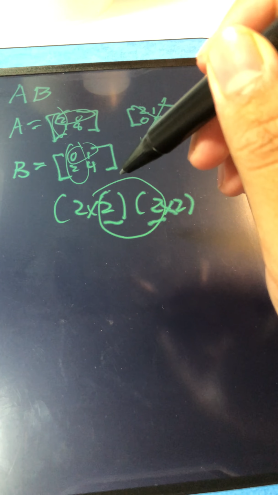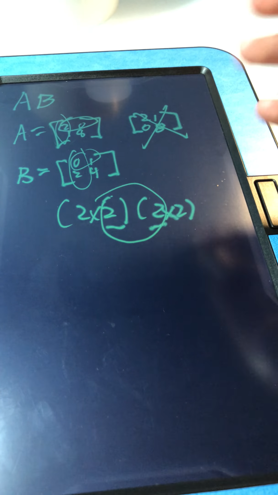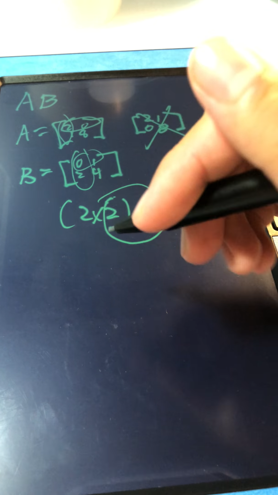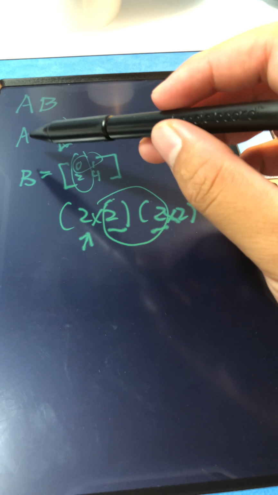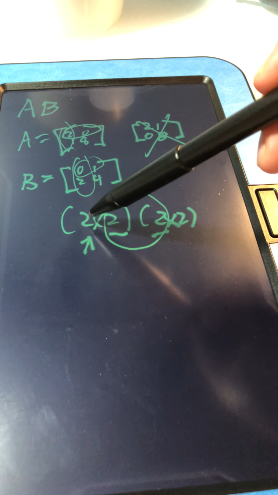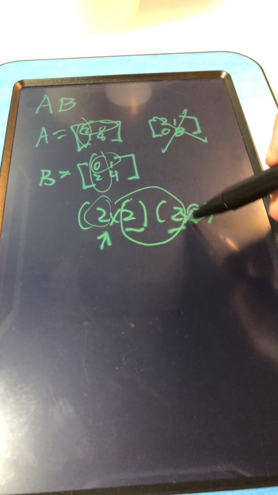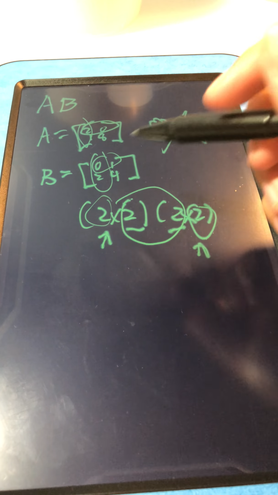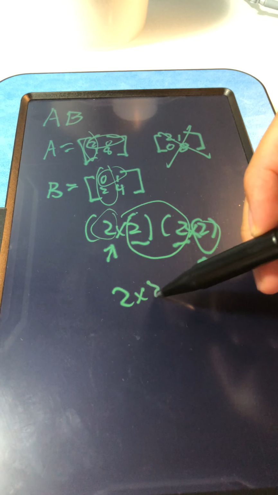And when you can, the way you know how many variables or numbers there are in the solution matrix is by taking the amount of rows in the first variable. So A has 2 rows. And you take the amount of columns in the second variable. So there's 2 columns. And so your solution should be a 2 by 2.